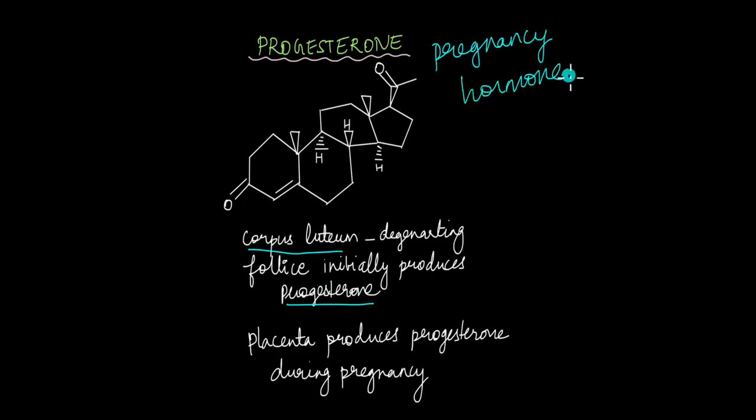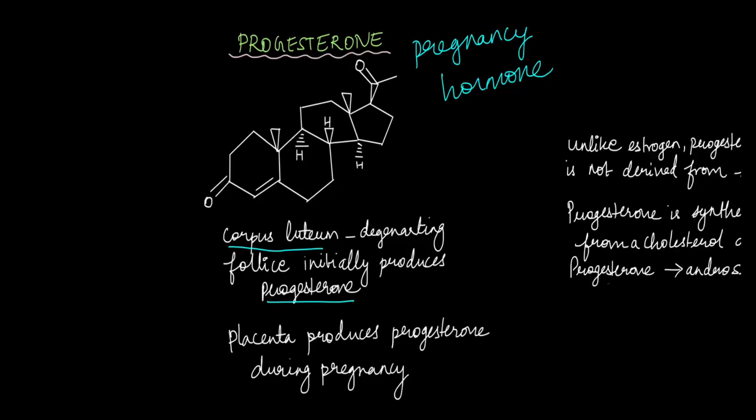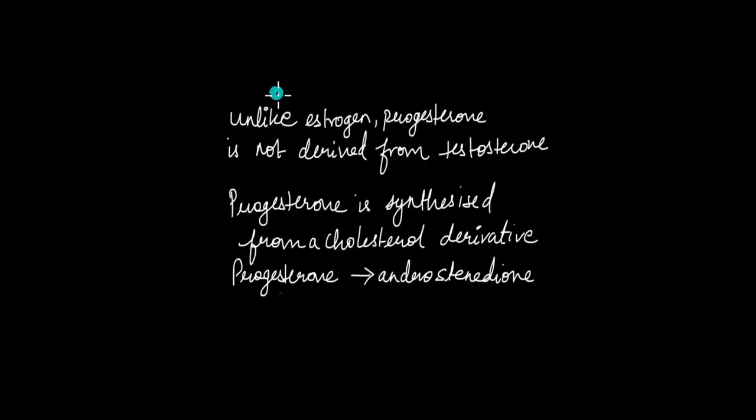Not just pregnancy, progesterone has other important functions as well. But before we see that, let's take a look at how it is synthesized. So unlike estrogen, progesterone is not derived from testosterone or androstenedione. But in fact, progesterone is directly synthesized from a cholesterol derivative. Much like how testosterone is synthesized from cholesterol, progesterone is also synthesized from cholesterol.